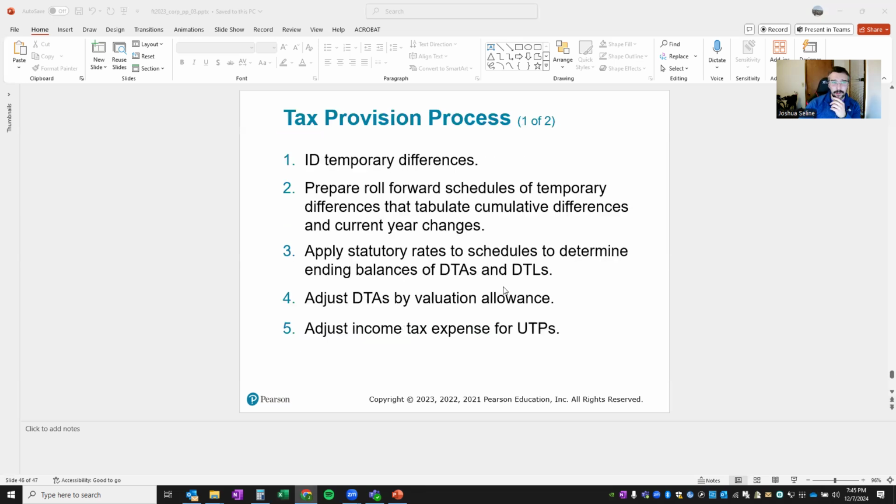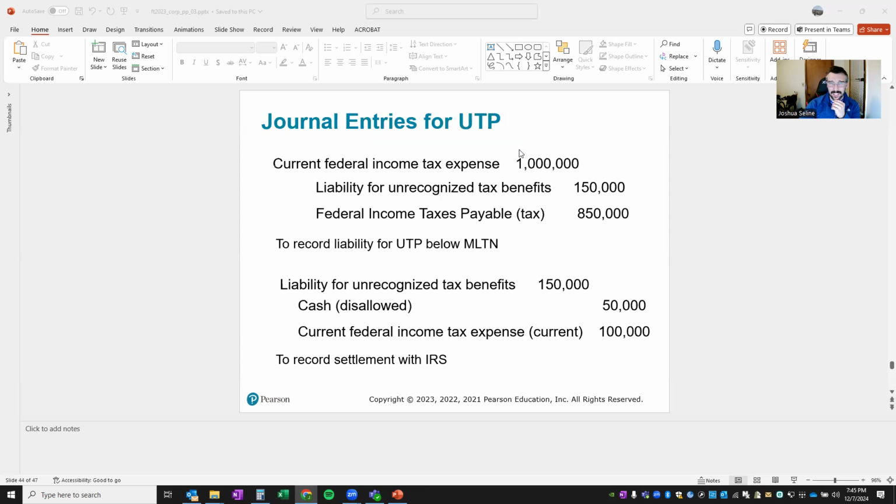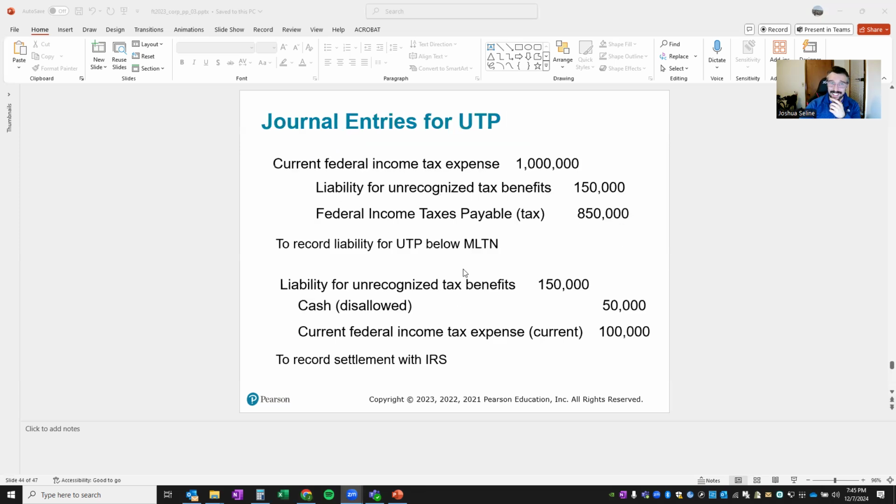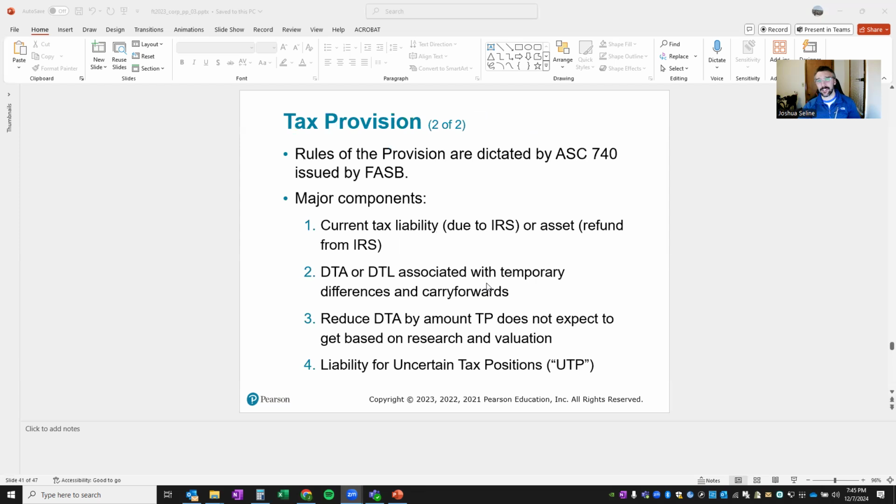Just to give you an example, this can get fairly complex fairly quickly. There's a lot involved with the ASC 740 calculation.